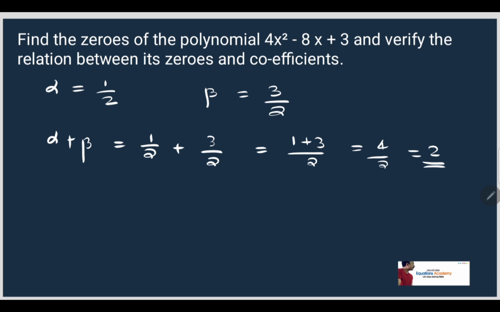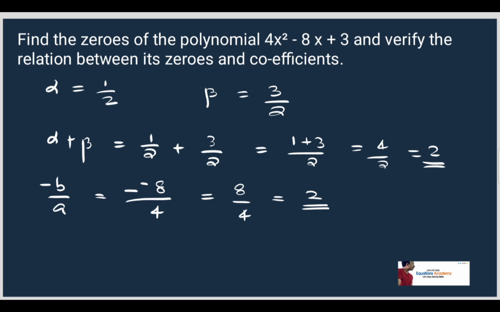Now we need to check whether this is equal to minus b by a. That minus b by a is equal to, minus b is the coefficient of x, that is minus 8. So minus 8 divided by a. A is the coefficient of x square, that is 4. Minus 8 by 4, that means 8 divided by 4 is equal to 2. So we have got alpha plus beta is equal to 2 and that is equal to minus b by a. So sum we have verified.